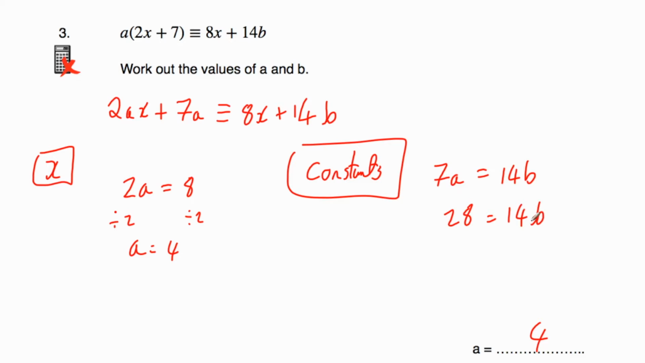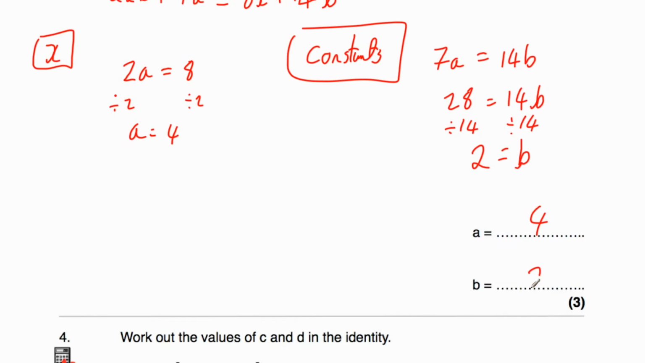We want to find out what b is, so let's divide by 14 and divide by 14. Starting with the right hand side, we had 14b and we're dividing by 14 to get rid of the times by 14, so we're just left with b. And on the left hand side we had 28 divided by 14, that's 2. So that means that b is equal to 2. So a is equal to 4 and b is equal to 2.